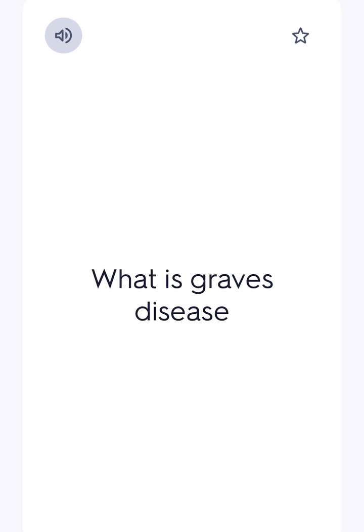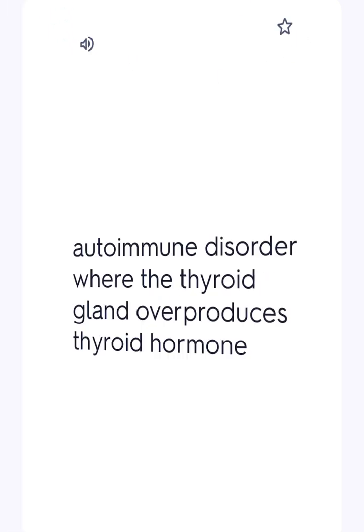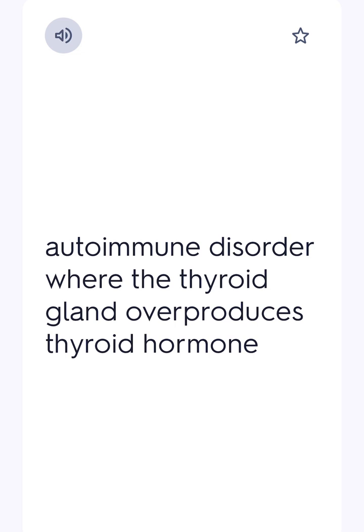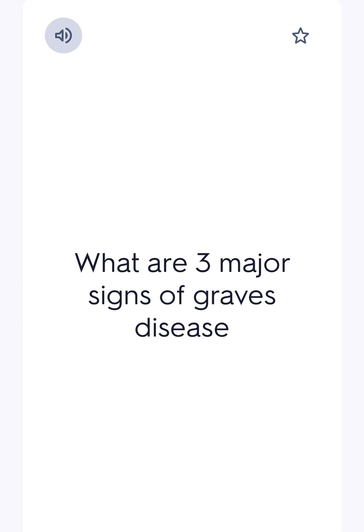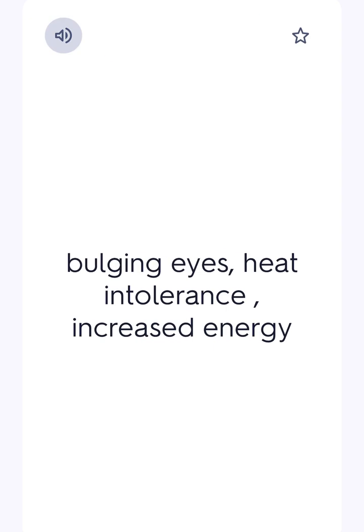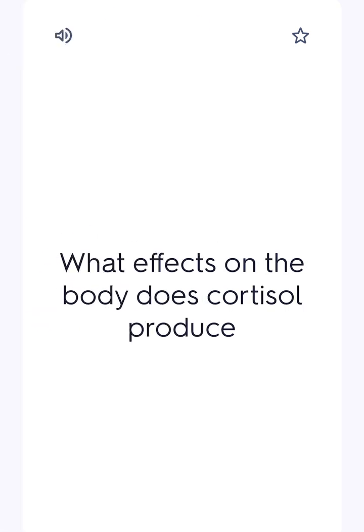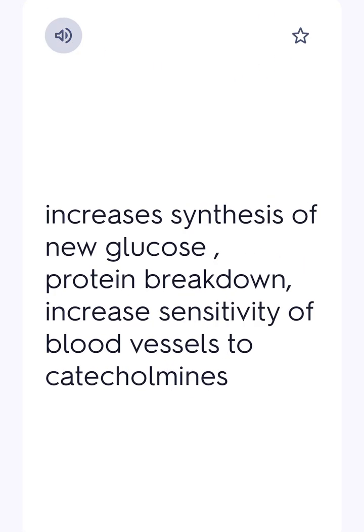What is Graves' disease? Autoimmune disorder where the thyroid gland overproduces thyroid hormone. What are 3 major signs of Graves' disease? Bulging eyes, heat intolerance, increased energy. What effects on the body does cortisol produce? Increases synthesis of new glucose, protein breakdown, increased sensitivity of blood vessels to catecholamines.